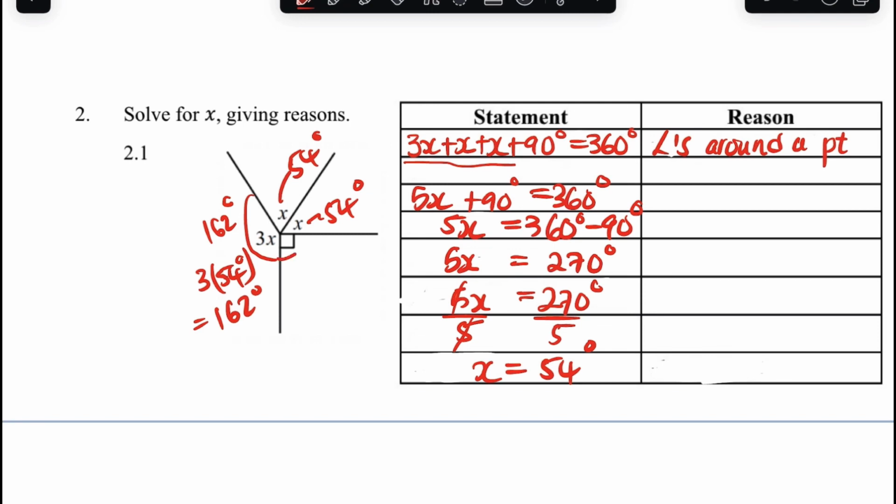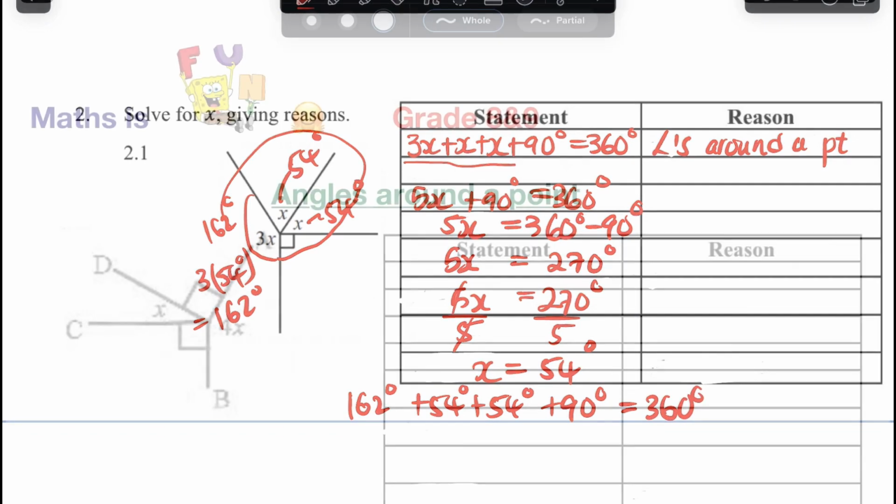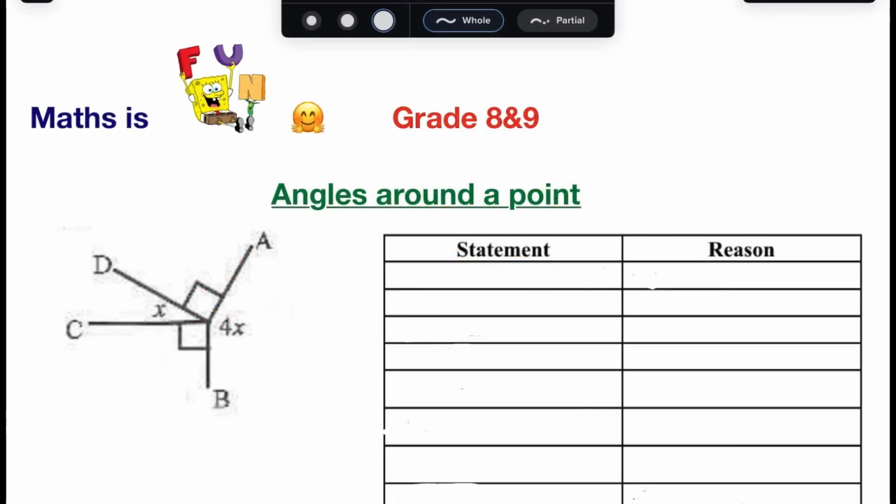And when you add all of them, 162 plus 54 degrees plus 54 degrees plus 90, they'll give you 360. Here's another example. Here we are given there are 4 lines, this line and this line and this line and this line.